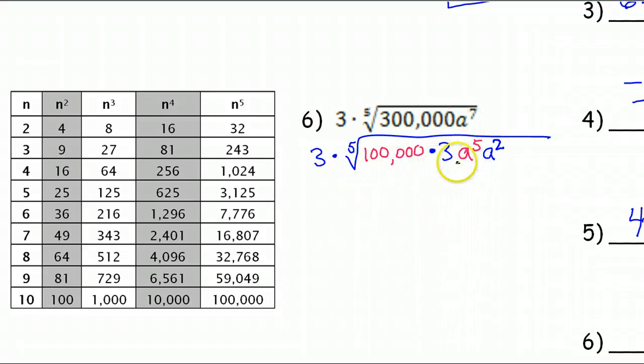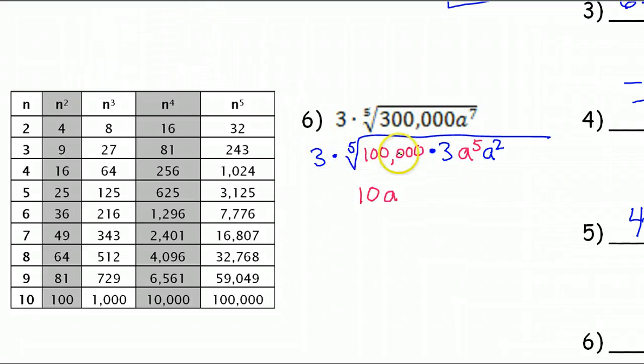Now everything here in pink will reduce and come out of the radical. The 5th root of 100,000 is 10. So that's going to become 10. Now with a to the 5th, I just wind up dividing by 5, the exponent. So 5 divided by 5 is 1, so that just leaves a. So that's it for the pink stuff.